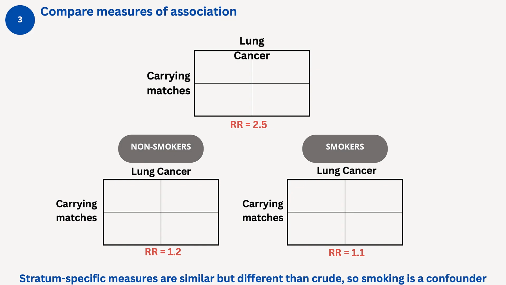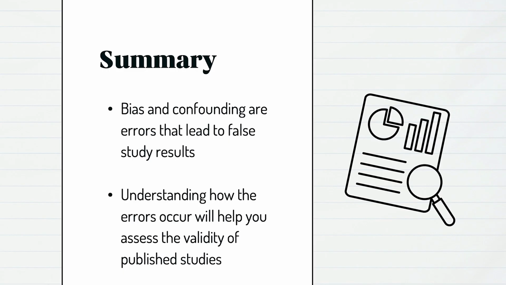And so when we remove that effect through stratification, we no longer see a relationship between carrying matches and lung cancer. The reason I say we no longer see a relationship is because the stratum-specific estimates, so those for smokers and non-smokers, are approximately 1, and 1 is the null value for a risk ratio or a rate ratio. 1 means no association.